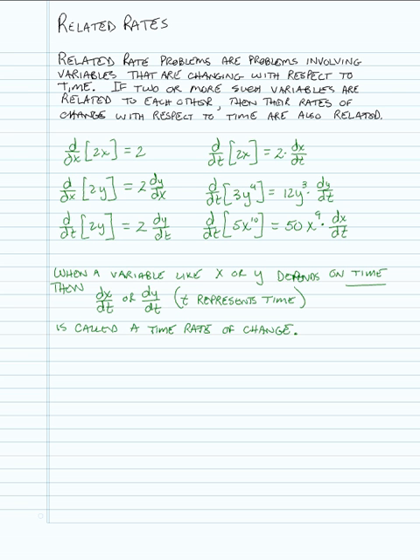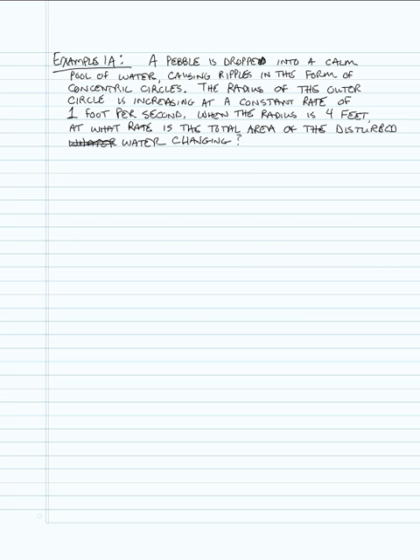So let me start the first problem, and then we'll expand from there. Now here's our example 1A, because we're going to do a continuation of this problem. But as you see it stated, someone's dropping a pebble into a calm pool of water, and that causes ripples in the form of concentric circles. So you can imagine that.